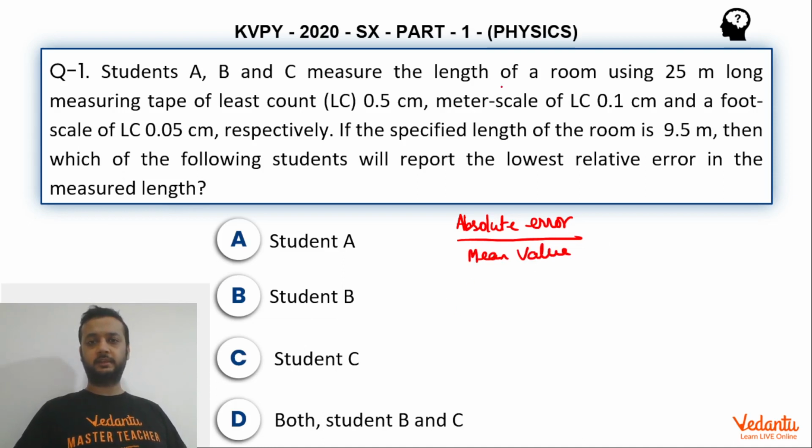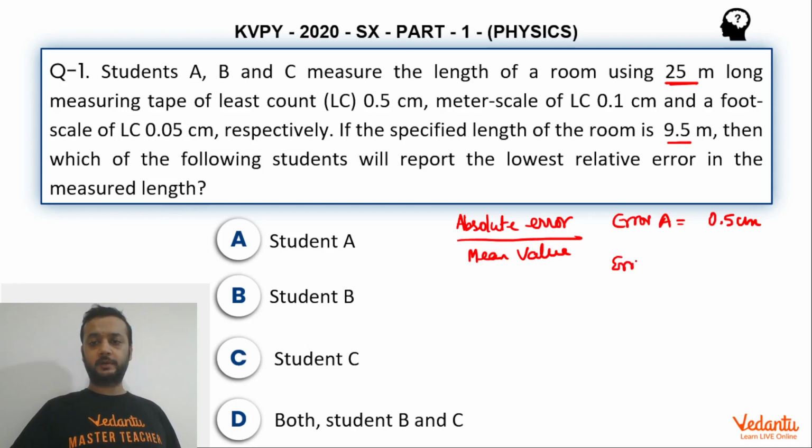Now if you see the first student, since the length of the scale is 25 meters and he has to measure the length 9.5 meters, he will be able to measure this in one shot. That means by doing just one measurement, he can measure it. So for the first student, the error will be the least count, 0.5 centimeters. This is the value of the error in the measurement of A.